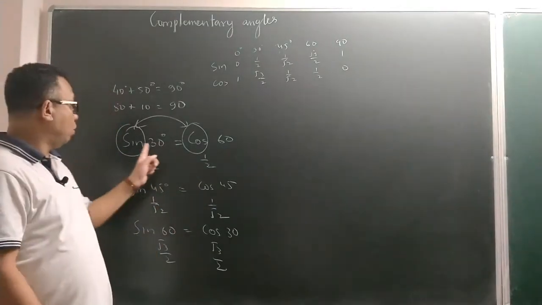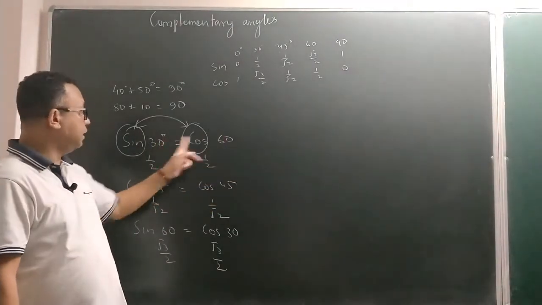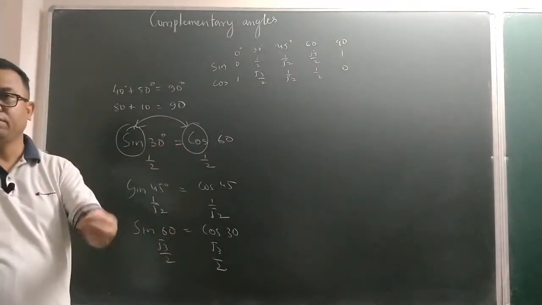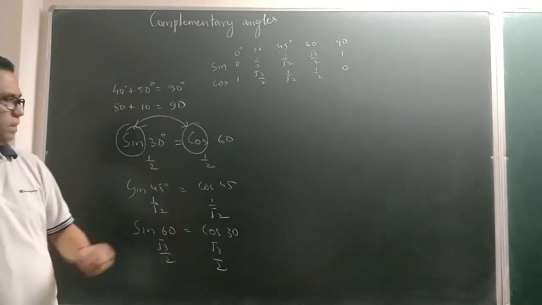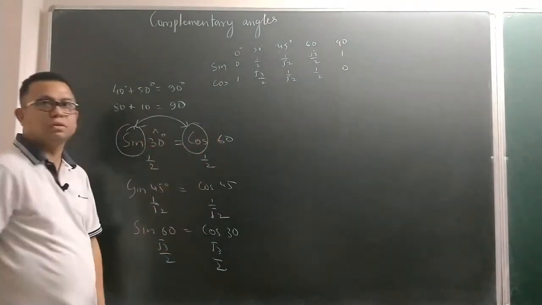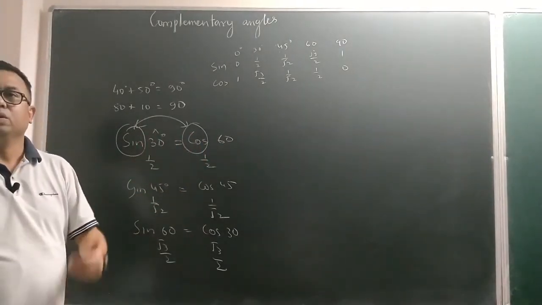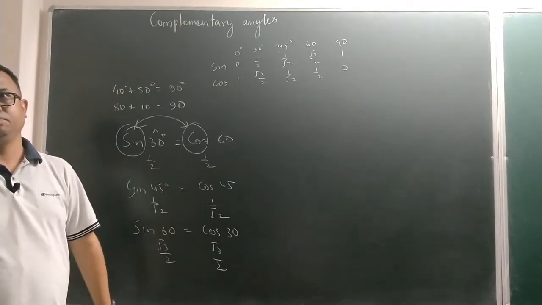So if you do not know the value of sine 30, you can find out cos 60, because the addition of 60 and 30 gives you 90. Since 60 plus 30 gives 90, if you do not know the value of sine 30, you can say the value of cos 60, because the cos 60 value is the same as your sine 30 value.